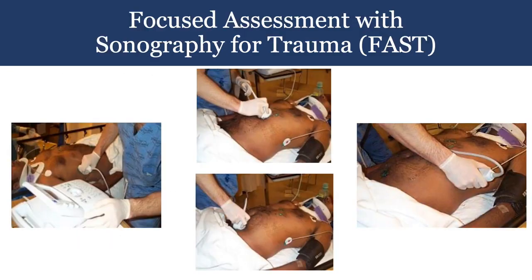hemoperitoneum. So these pictures demonstrate the windows that we look at in the FAST scan, and we have a subxiphoid window. Then we have a window in the right upper quadrant, a window in the left upper quadrant, and a suprapubic window.